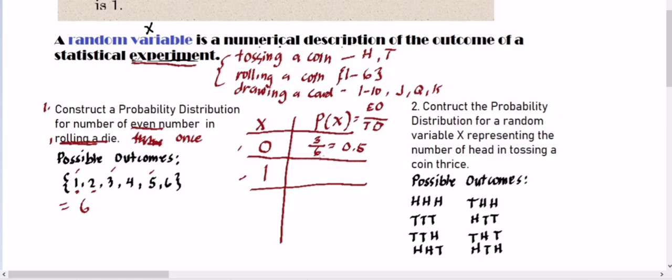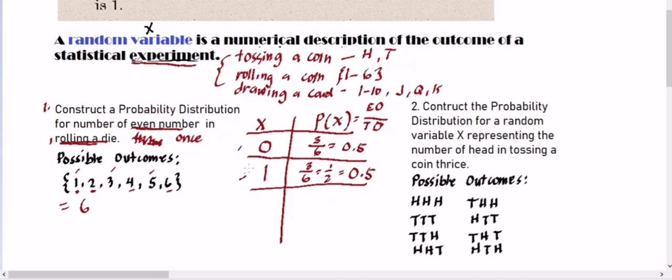Okay, kasi 1/2 yan. 3 over 6 is 1/2. Then, alam natin yung may 1 even number. Even number kasi even number yung nakalagay dito sa problem. So, 1 even number, sino dyan may 1 even number? 2, 4, and 6. So, meron tayong tatlo ulit. So, 3 over 6. That is also equal to 1/2 or 0.5.